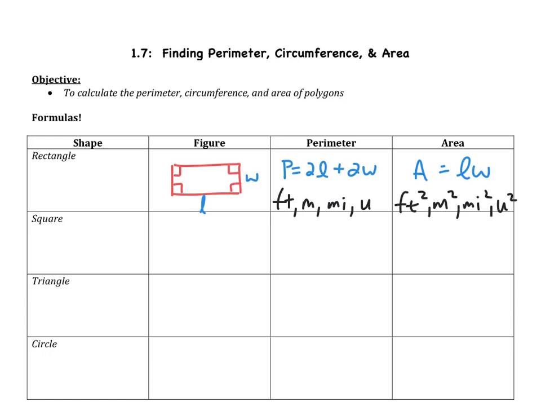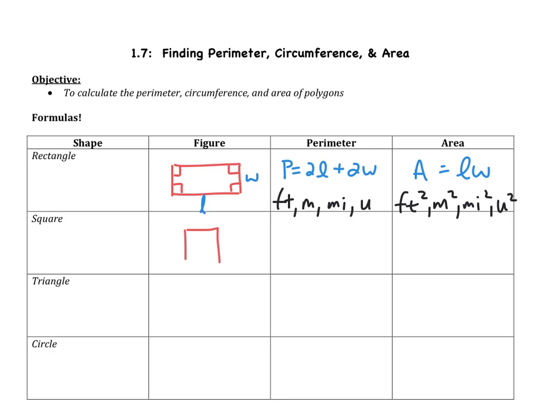So if we were to take our example on our graph here, this would be 8 units, 8 units. That's just an example. They didn't tell us if it was centimeters or anything. Okay? All right.